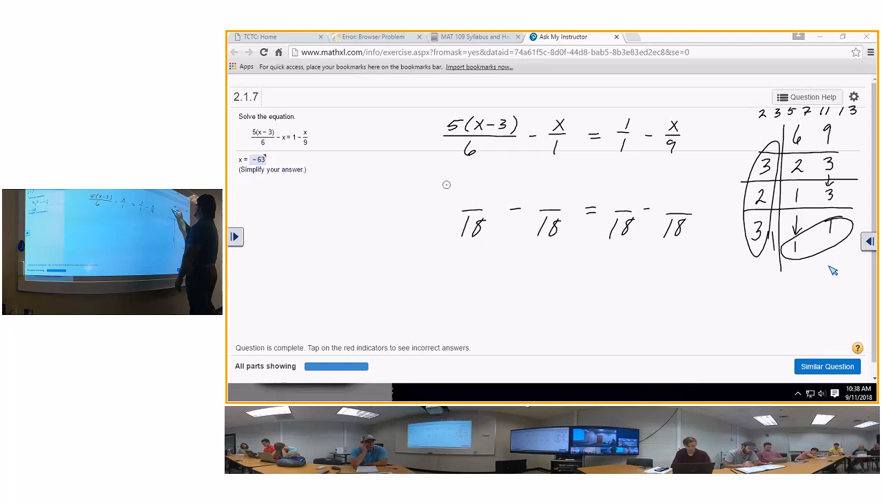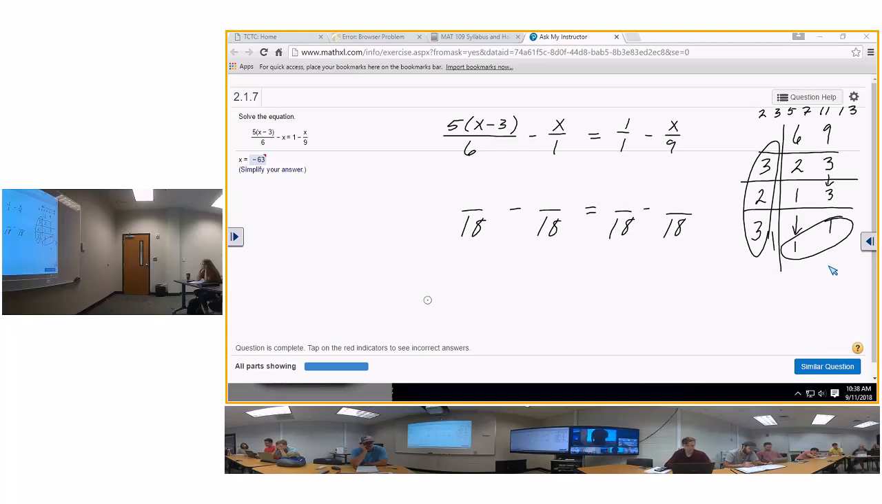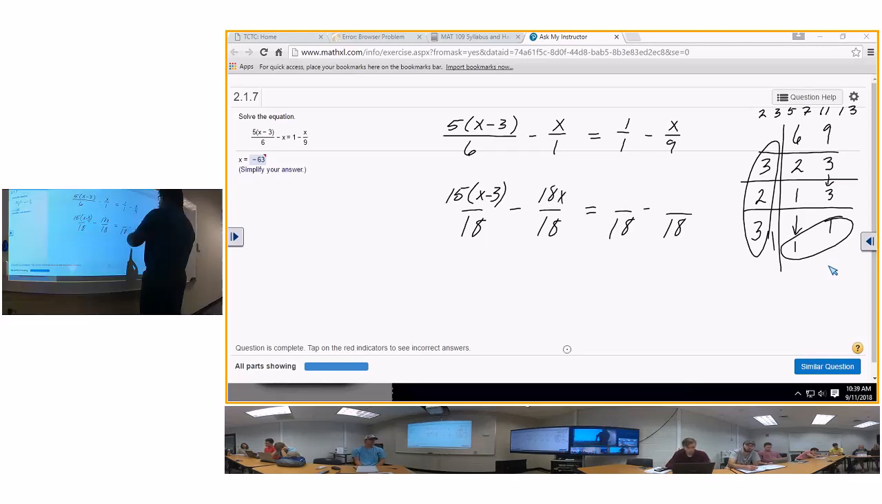So 6 will go into 18 how many times? 3. 3 times 5? 15. 15 times x minus 3. 1 will go into 18. 18 x, sorry. 1 will go into 18, 18 over 18. 9 will go into 18, 2 over x. And now basically you have your function.